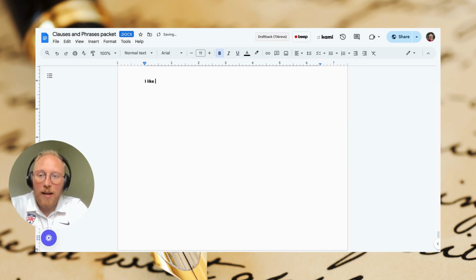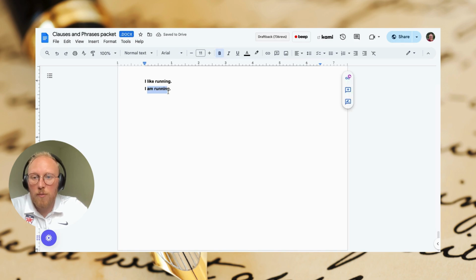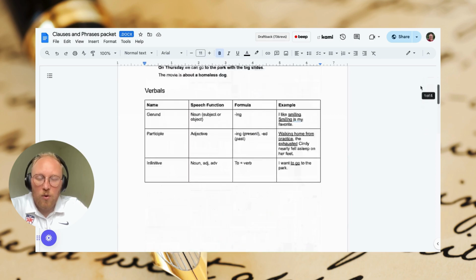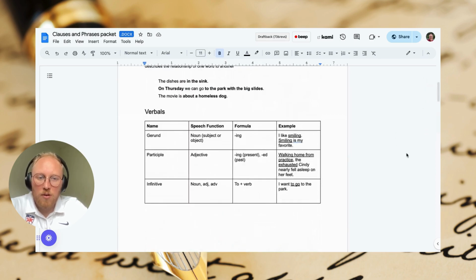So I like running. That's a gerund. Running is a gerund in that case. I am running. Running is a verb. It's part of what we call a verb phrase, and it has the helping verb am in front of it. Okay, so that is sort of how you identify, one of the ways you can identify between a verbal and a verb.